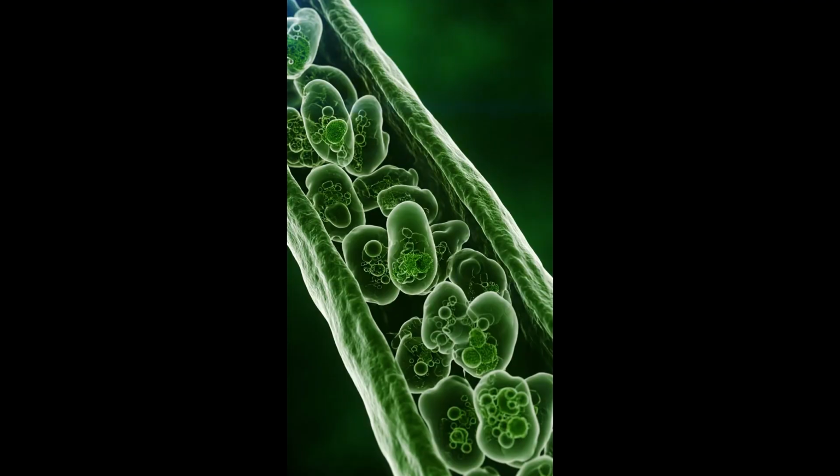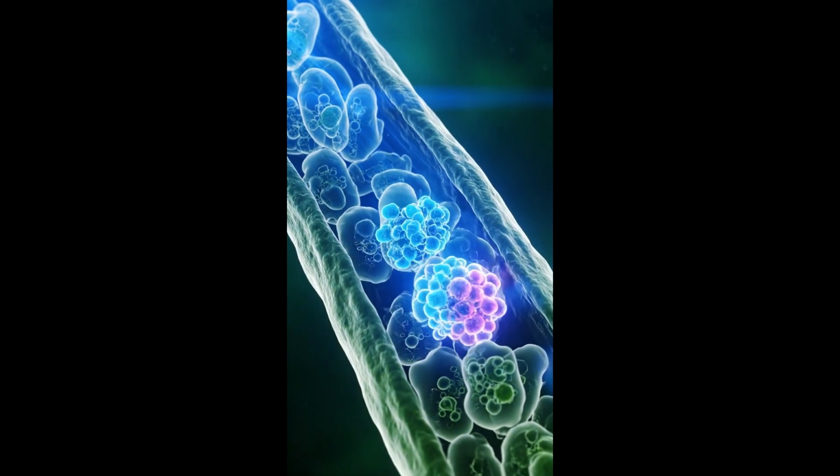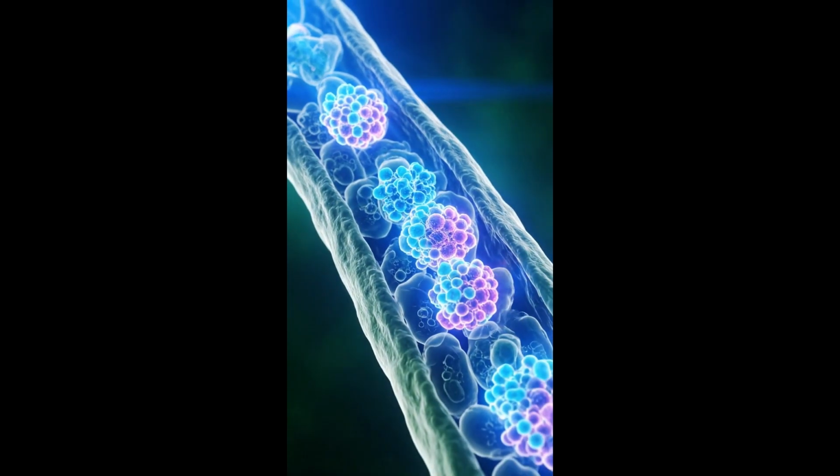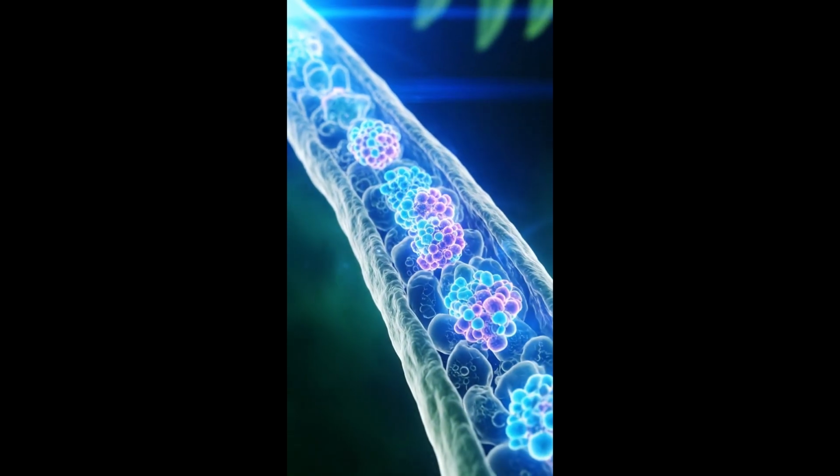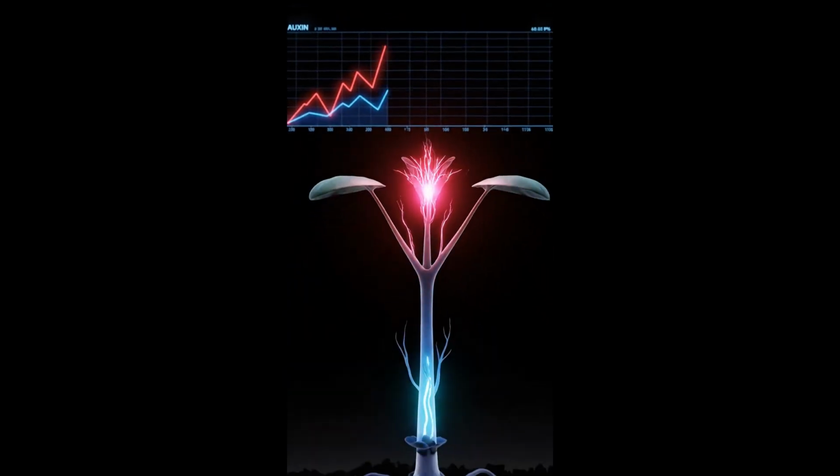Temperature can further intensify this problem. Warm temperatures accelerate metabolic activity and hormone production, increasing the rate of cell elongation. When warmth is combined with low light, seedlings grow extremely tall and thin within just a few days.